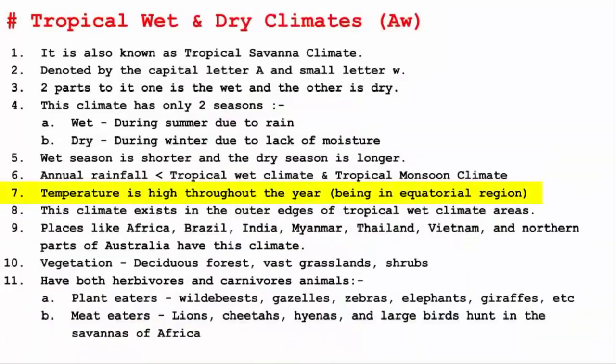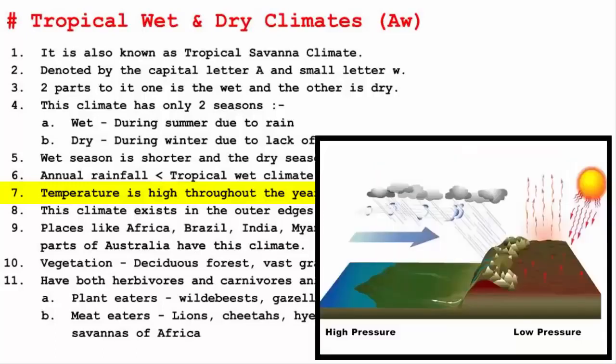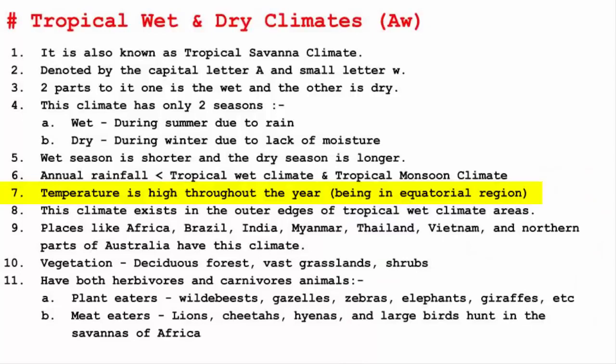The temperatures stay high throughout the year because of the latitude where this climate exists. We know that areas near the equator receive constant direct sunlight, and that's what gives heat. So any slight difference in temperature is enough to change the wind patterns and keep this area dry for a long time, until the winds again shift and the rainy season begins.